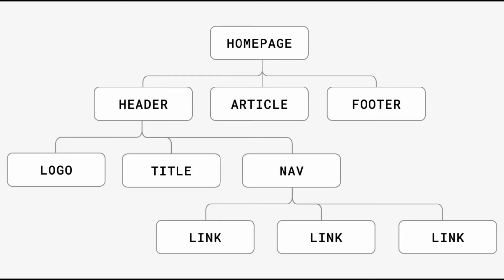So imagine we have a simple application built with components like this. You can see we have our root component, homepage, and within that component are three child components, header, article, and footer. The header component has its own child components, logo, title, and nav, and nav also uses a child component, link. This example visualizes nested components as they may appear in a very simple project.